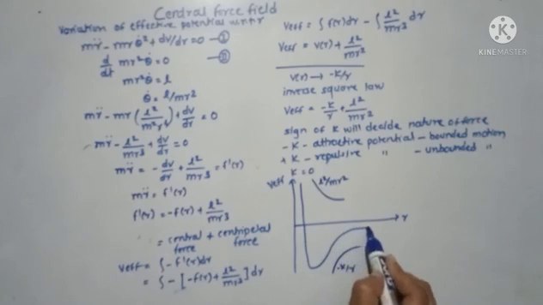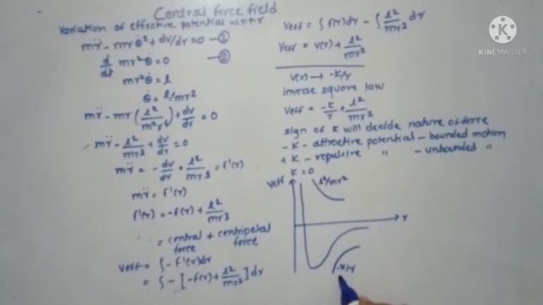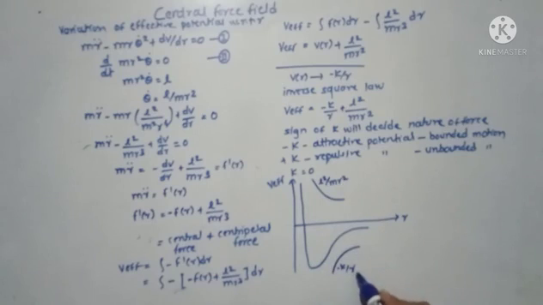Somewhat the nature will be like this. So this is the effective potential, due to the centripetal force and due to the central force. Now this is the effective potential by the combination of these two.